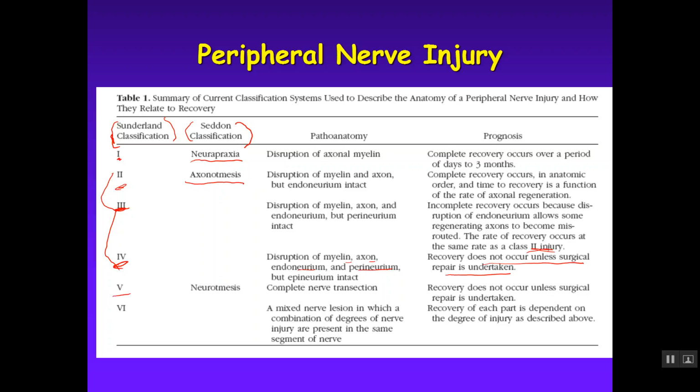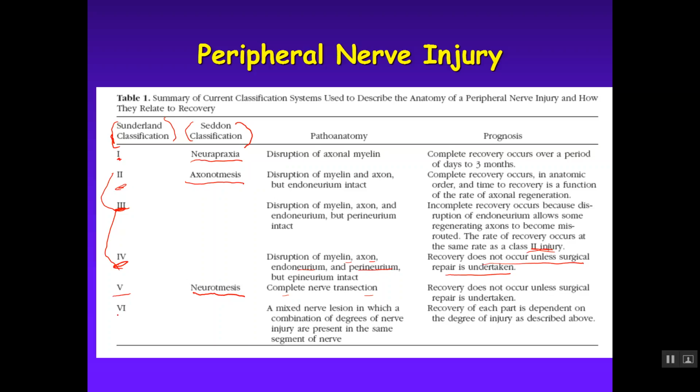Number 5, Sunderland classification 5, is classified as a neurotmesis, okay? Neuropraxias are the most benign, and in axonotmesis the axon is damaged, but in neurotmesis the whole nerve can be transected or cut. So that's a complete nerve transection. It's actually been ripped apart, cut apart, and you have to clean up the ends and sew it back together to have any chance of it getting reconnected.